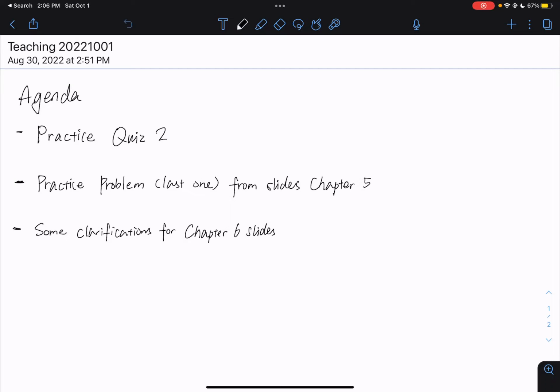And other than that, as you can see on the agenda, I'm planning to also cover the two practice problems from the slide. One is the last one from chapter 5, the one that asks you to calculate the standard deviation. And the other one is the very last problem that we covered in class on Wednesday in chapter 6. It's about how the negative covariance will affect portfolio risk or portfolio standard deviation.